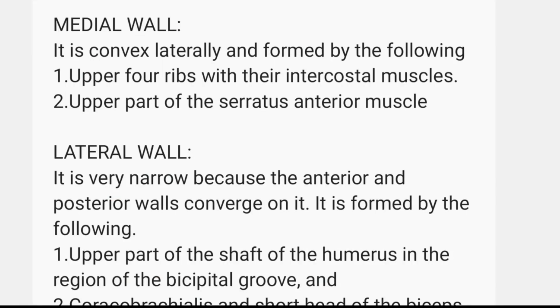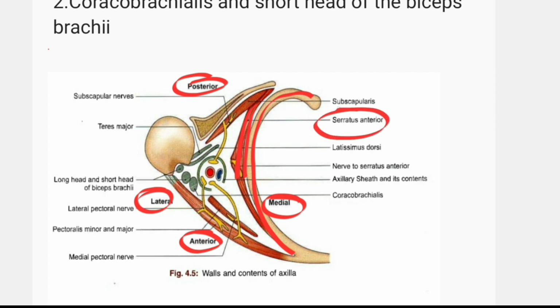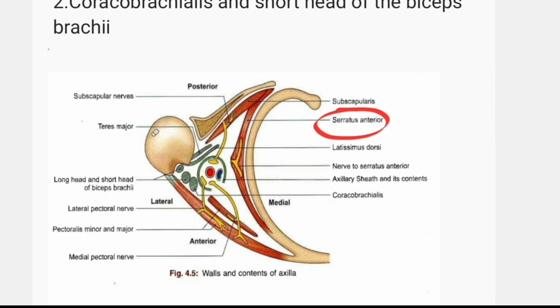About the medial wall, it is convex laterally and formed by the following structures: the upper four ribs and the upper part of the serratus anterior muscle. This is the posterior, anterior, lateral, and medial side. The medial wall is formed by the serratus anterior muscle and the upper four ribs.